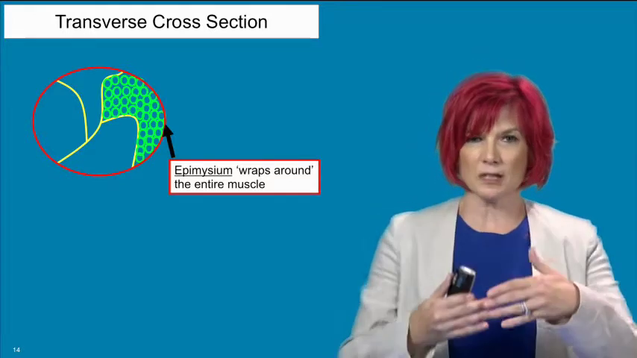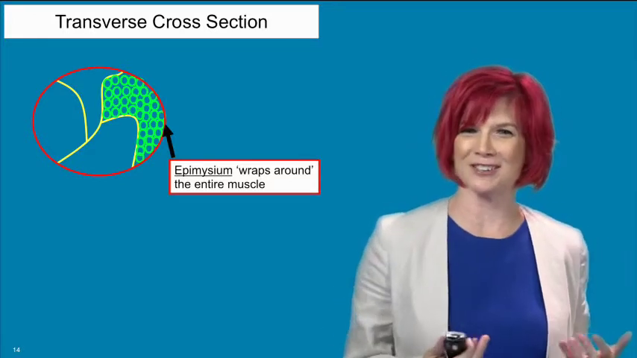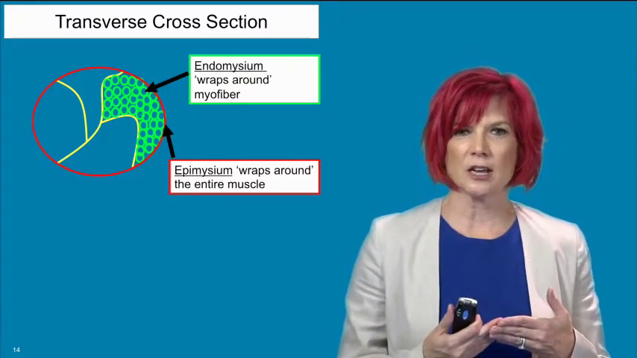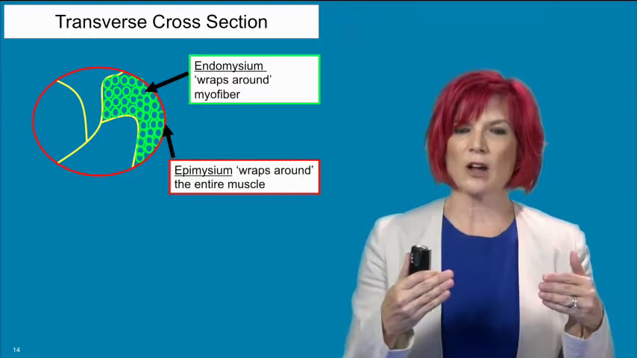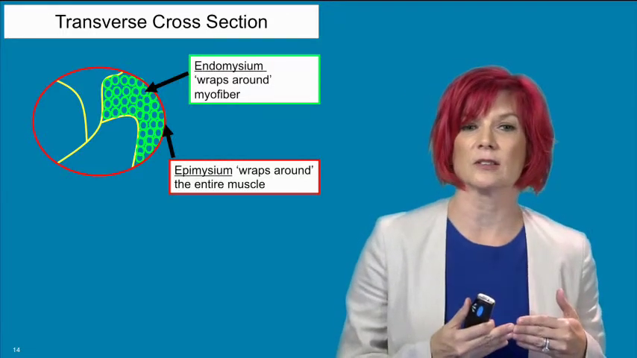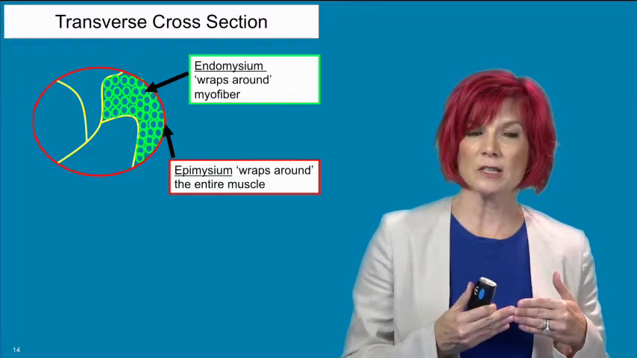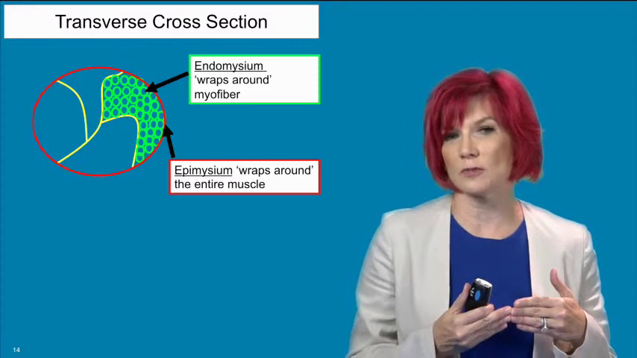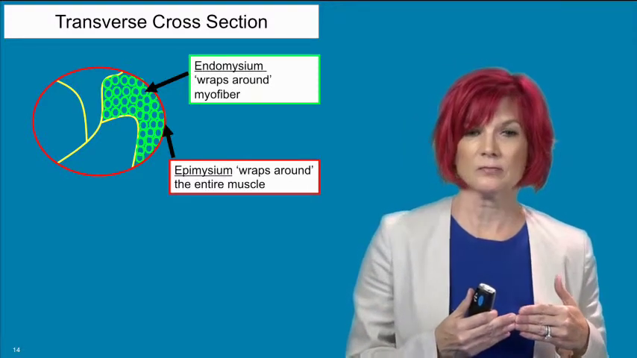So think of the epimysium as the connective tissue that's wrapping around the entire skeletal muscle. The endomysium is the connective tissue layer that wraps around each individual myofiber. Remember that the myofiber is the muscle cell. So that endomysium is actually a critical component of many forms of muscular dystrophy.